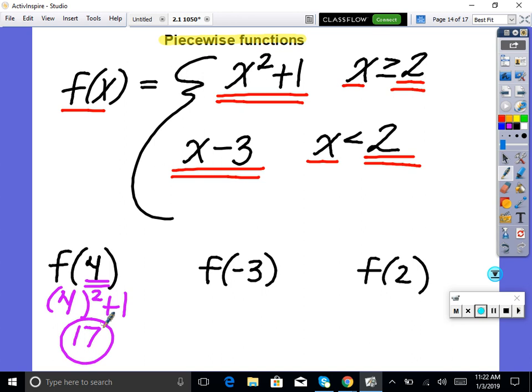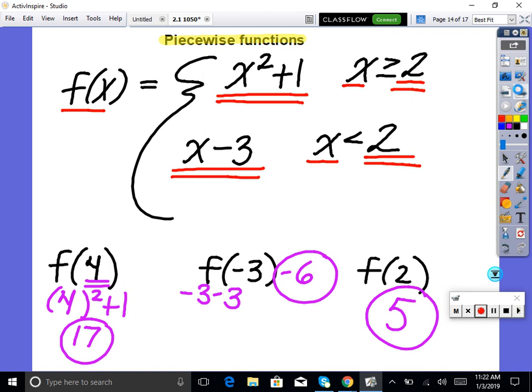F of negative 3, plug it into the top or bottom? Bottom, because negative 3 is less than 2. Negative 3 minus 3 is negative 6. That would be your answer. F of 2, do you plug it into the top or bottom? Top, because it says we're equal to 2. Do you guys see? So then it would be 2 squared is 4 plus 1 is 5.